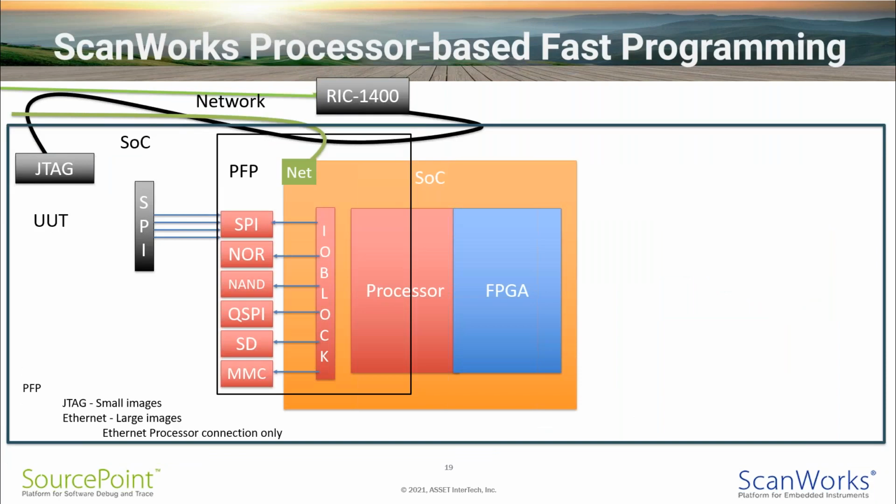PFP uses a similar approach. It uses the processor within the SoC and onboard RAM to execute IP that programs the flash device. The data transport can be JTAG or Ethernet. If the target has Ethernet, even faster programming can be accomplished using a TFTP server that's executing on the host and the data transmitted to the processor via Ethernet. This essentially creates a big data pipe.